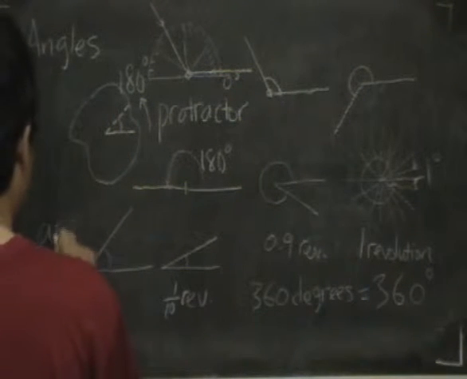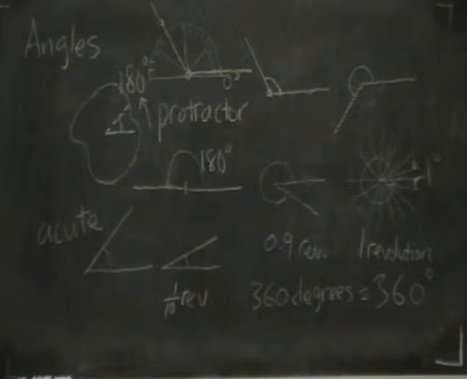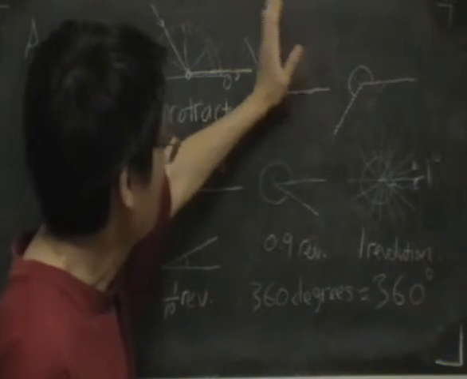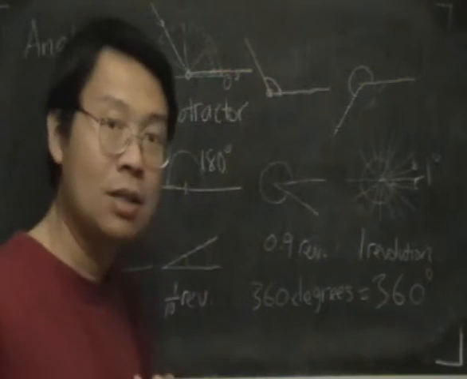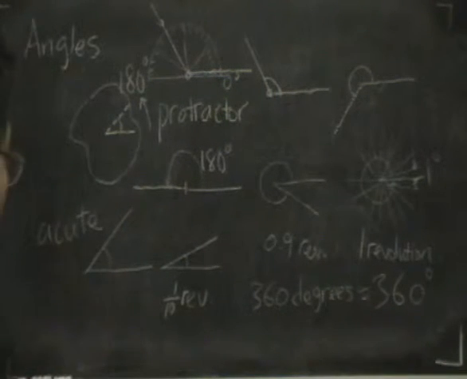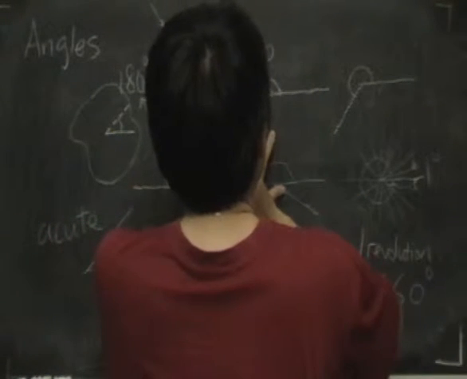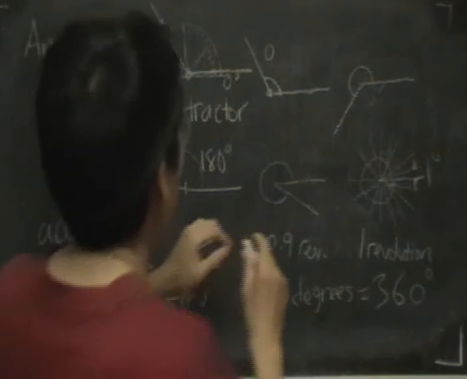A-C-U-T-E. That's how we describe this angle, an acute angle. Now that angle, which looks like it grows fatter than the acute angle, is called an obtuse angle. Let's see. An acute angle and an obtuse angle. That's right.